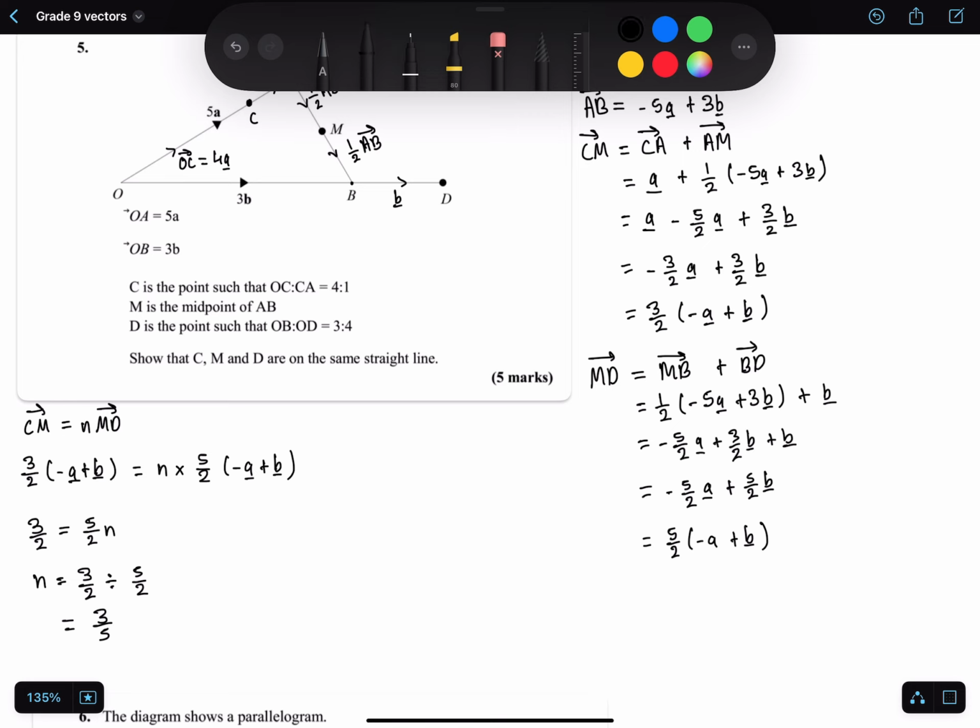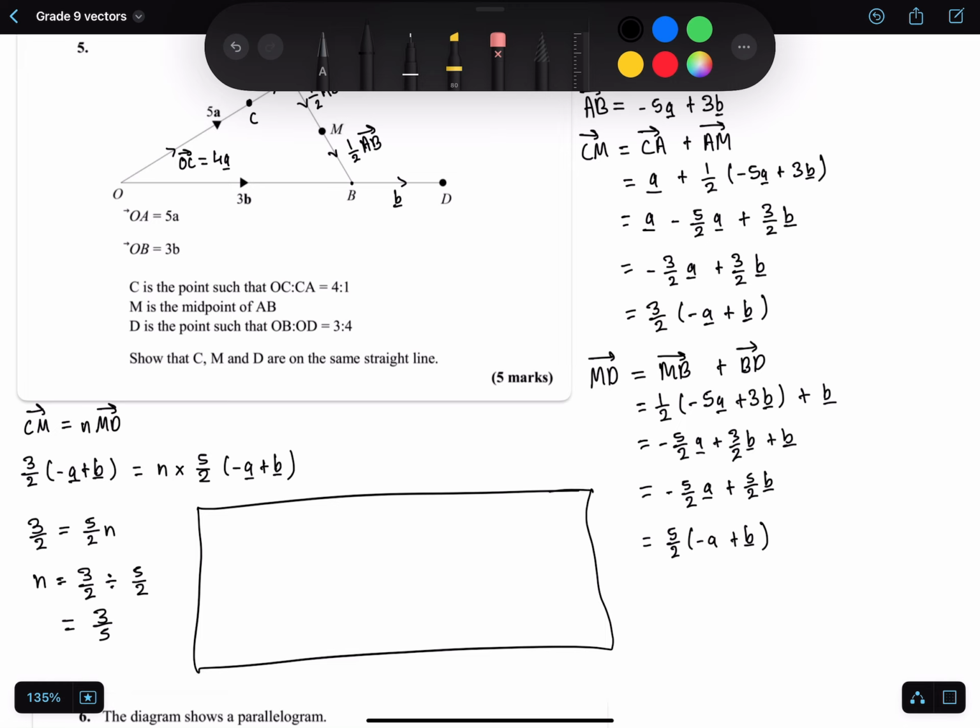the final part that you have to do is, for your answer, I'll write my answer in this little box, we can show that CM equals 3/5 MD, and the two lines share the common point M, therefore CMD is a straight line.